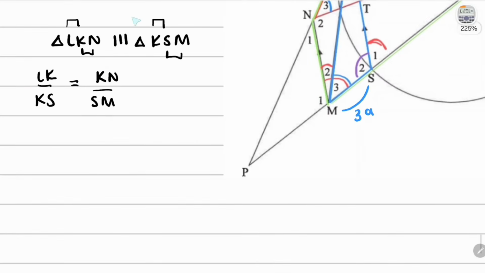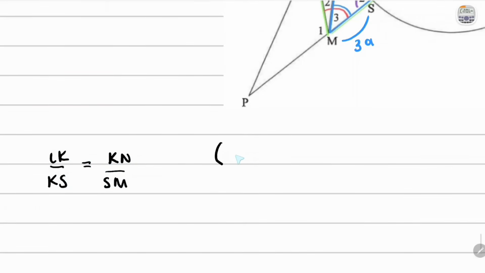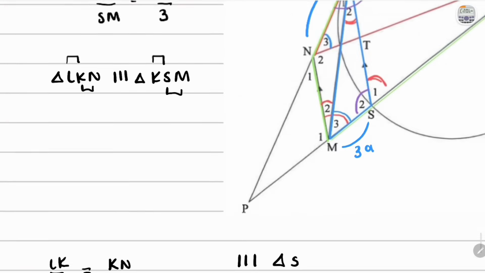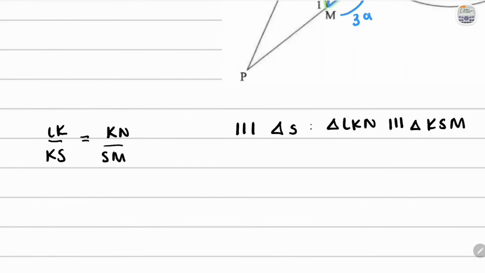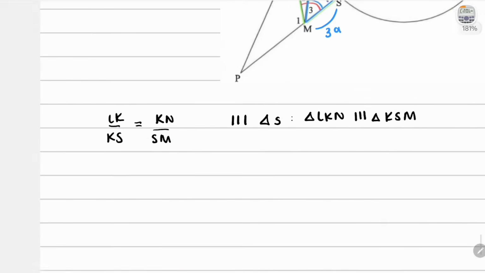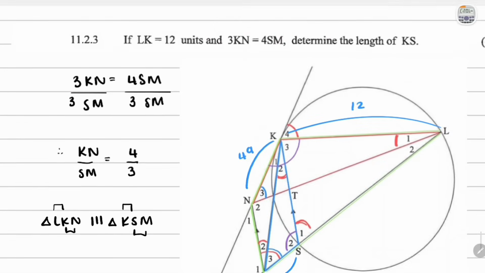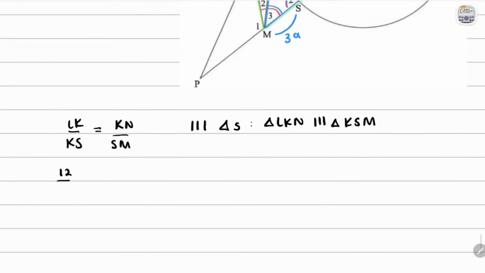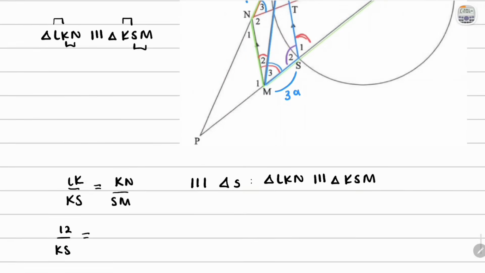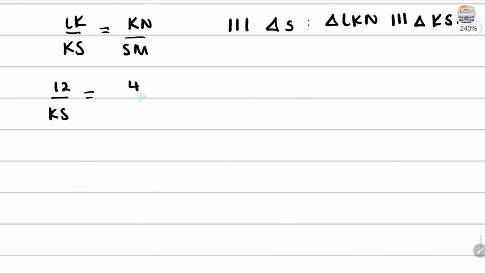So because we have this, we can finally just conclude. And when we say this, we're going to, of course, have to tell them that this is because of similar triangles. So we can tell them it's because we had similar triangles. That's why we are able to use these proportions. Okay, specifically, these triangles were similar. So with this, we can go ahead and substitute. So LK is 12 units, as we have it there, 12 over KS, and KS is what we are looking for. That's the length. So we'll leave that as KS is equal to, and we know now that KN over SM is 4 over 3. So that is 4 over 3.